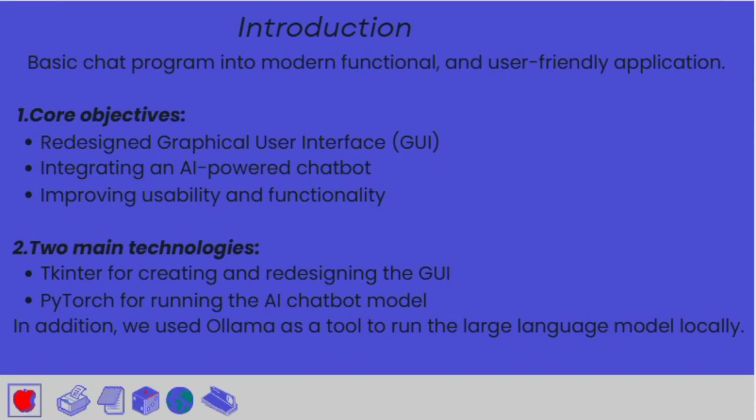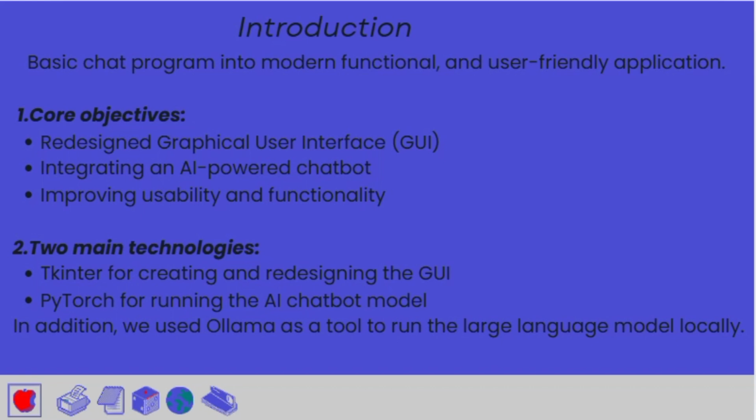The first one was to implement a redesigned GUI to make it easier and more visually appealing. The second one was to integrate an AI-powered chatbot, so the whole experience is more engaging and interactive for the user. The third one was improving functionality by adding buttons, organizing the layouts, and adding emoji support.